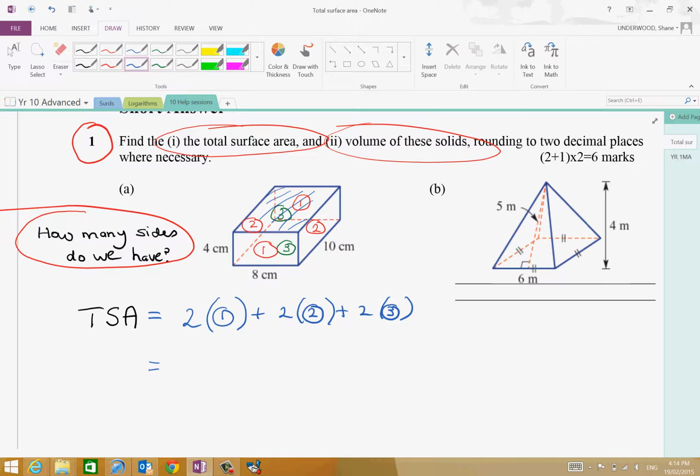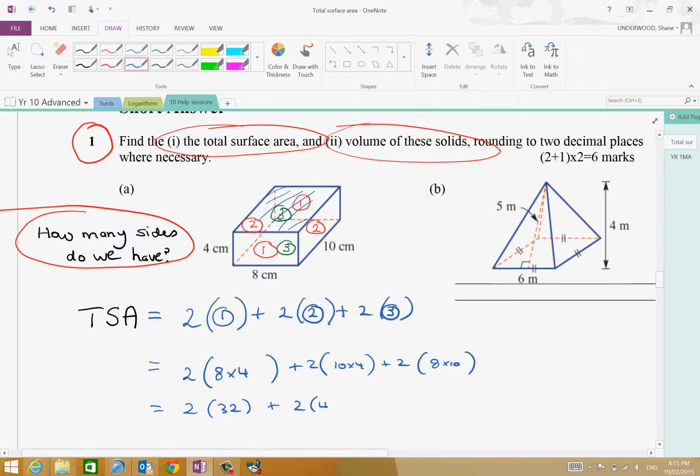So the total surface area is the area of our 6 rectangles. That is therefore 2 outside of the length times width. I'm going to look at side 1, and that is 8 times 4 centimetres, plus 2 times area 2, and area 2 has dimensions 10 times 4, and area 3 is equal to 8 times 10. I'm going to therefore say that that's 2 times 32 plus 2 times 40 plus 2 times 80.